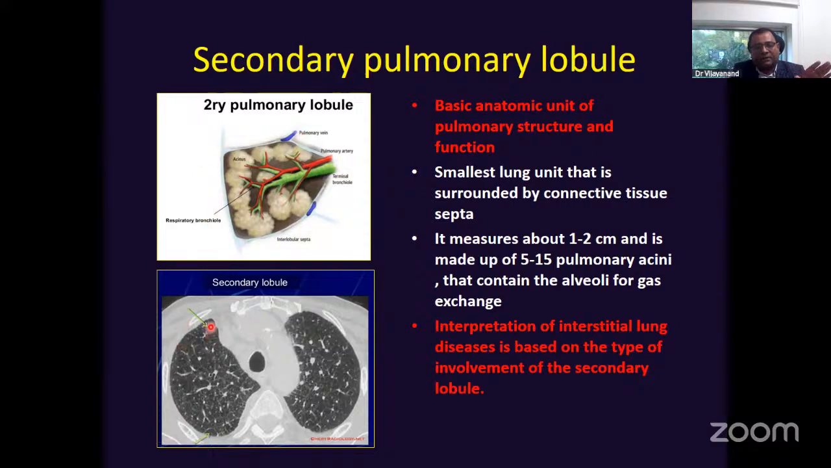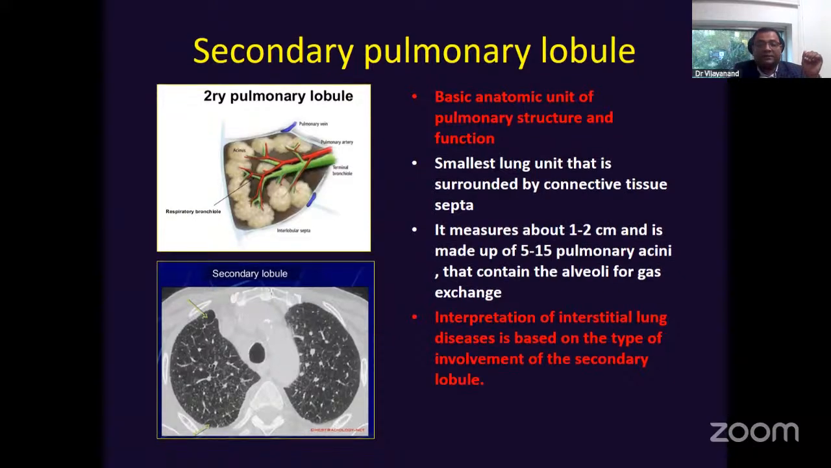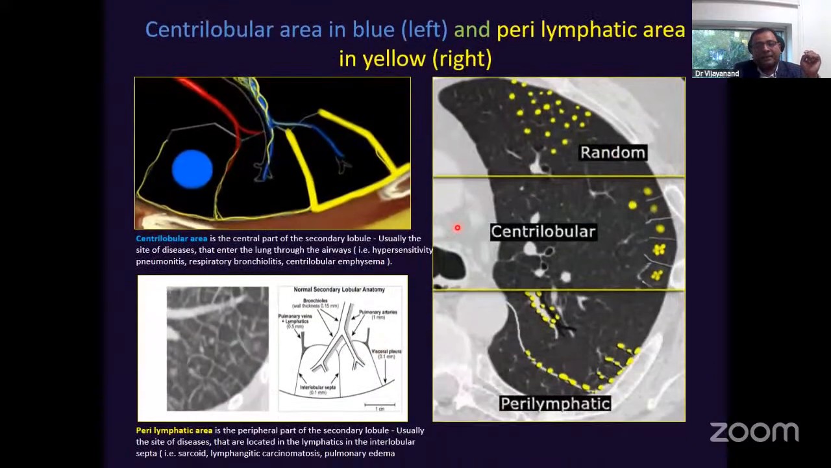Whereas on HRCT, how does this look? This looks like polygonal structures within the lung, predominantly seen better in the periphery of the lungs. What you can see here is the small green arrow. This is a secondary pulmonary lobule. They are usually about 1 to 2 centimeters in size, and they contain these cottonwool-like fluffy structures. These are the acini wherein the gaseous exchange takes place. And the interpretation of interstitial lung disease is based on the type of involvement of this secondary pulmonary lobule. So what are the types?